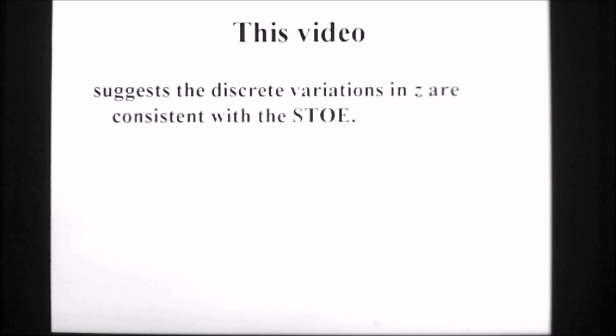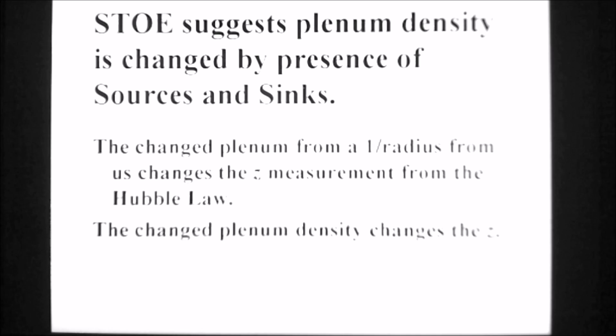This video suggests the discrete variation in redshift is consistent with the STOE. Indeed, the STOE explains the discrete variation. STOE suggests plenum density is changed by the presence of sources and sinks. The changed plenum from a 1 over radius from us changes the redshift measurement from the Hubble law. The changed plenum density changes the redshift.